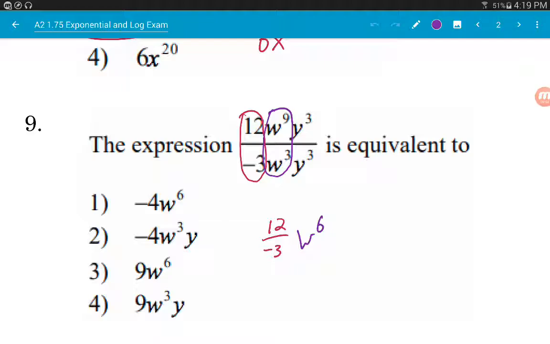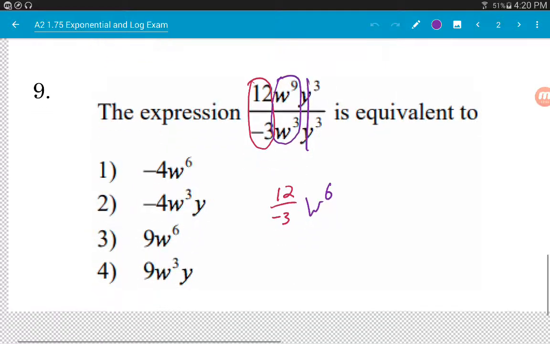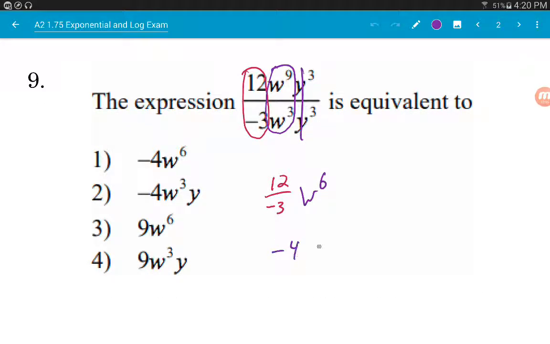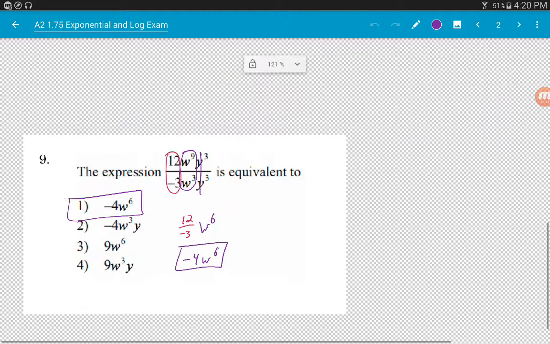Either way, you're going to end up doing 9 minus 3. So you're going to get w to the 6th. Then y third and y third is going to cancel out. 12 over negative 3 can be simplified in the calculator into the number negative 4. So we get negative 4w to the 6th.